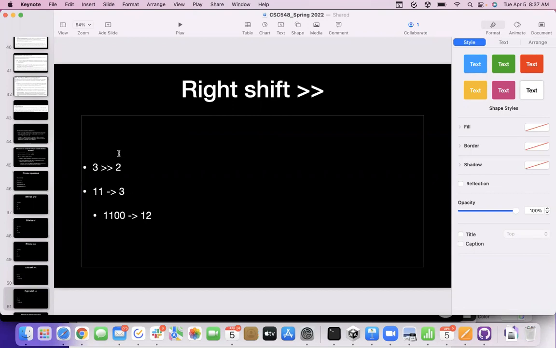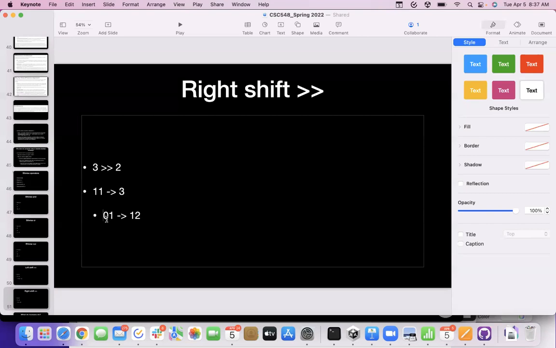All right, so if we right shift 3 two times, we start off like this, and we drop off that first one. It shifted to the right, so it fell off the cliff. That was the first shift. Keep in mind that 3 shifted once made it a 1. So that's integer division by 2.